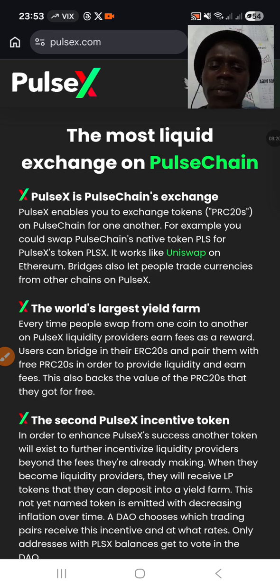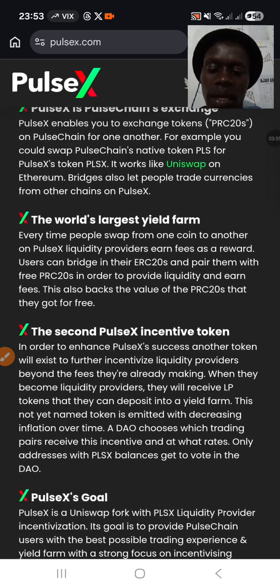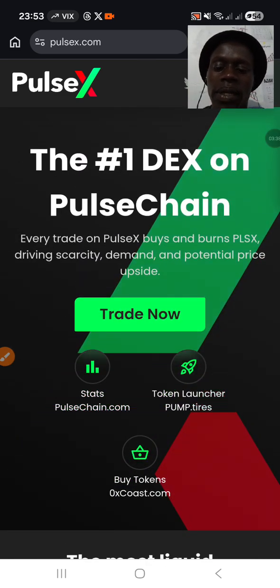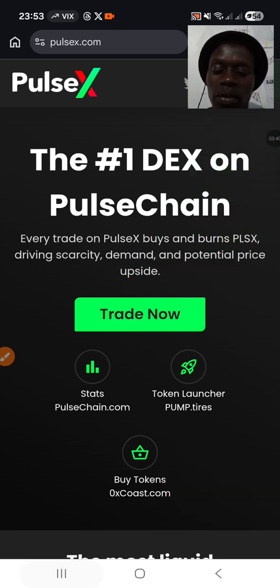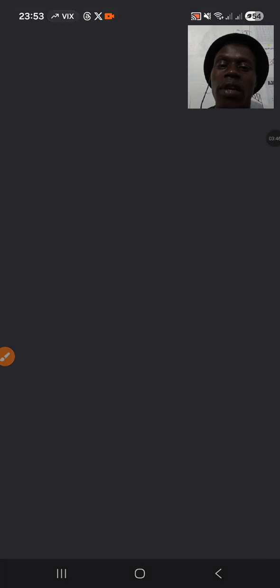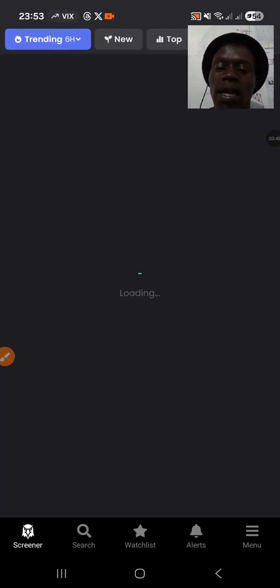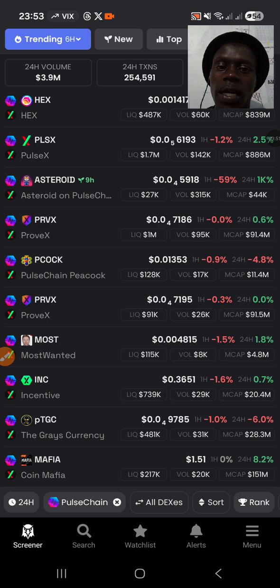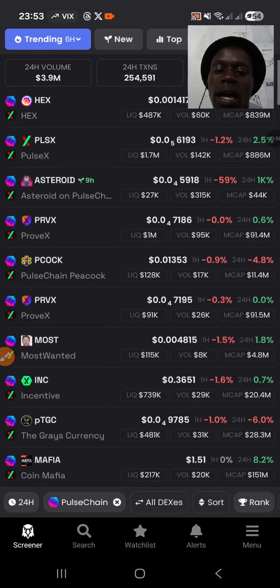Every time people swap from one coin to another on PulseChain, liquidity providers earn fees as a reward. That is where the INC, the incentive token, comes in. Just go to PulseX.com and you'll be able to get all those stats. And on DEX Screener you'll be able to watch all these other assets under the PulseChain blockchain and see all these other tokens here.